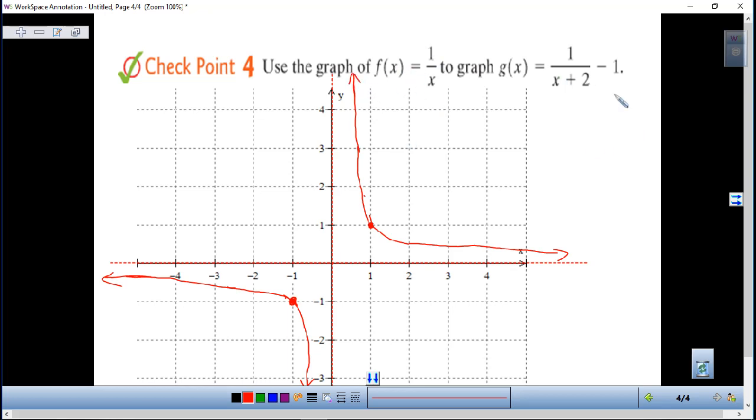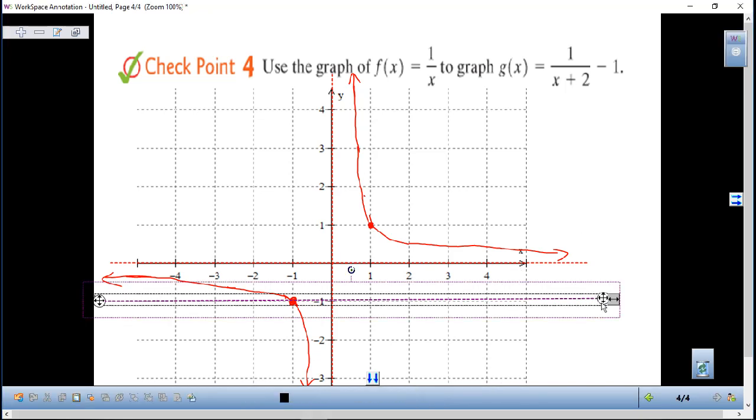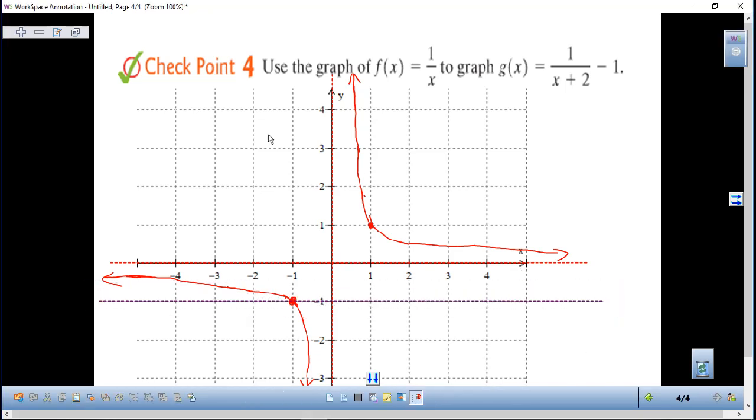for 1 over x. And if we do this, what's going to happen? Well, we're going to shift down 1. So let's go ahead and we'll do purple for our new asymptotes. That's going to drop this down 1. So my new horizontal asymptote is going to be right there. And I'm going to shift to the left 2 because I've got +2 inside. So that means I'm going to go 1, 2, and my vertical asymptote is going to go right down through here.